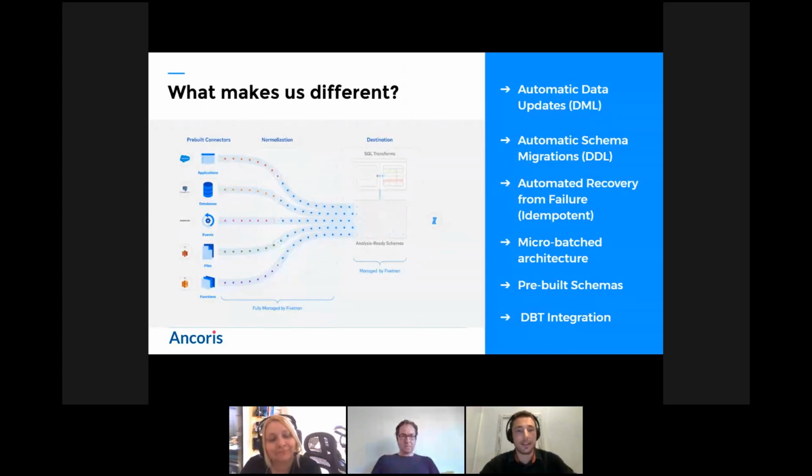How we do it differently than every other solution is the following. With automatic data updates, we accurately update relevant rows in your destination automatically each time. Fivetran doesn't use the destination compute as heavily to do this as other competitors do. With our automatic schema migrations, when a new field or table gets added in the source, these automatically get captured and added to the destination. So almost no other tool does this currently, and this saves engineers a huge amount of time.